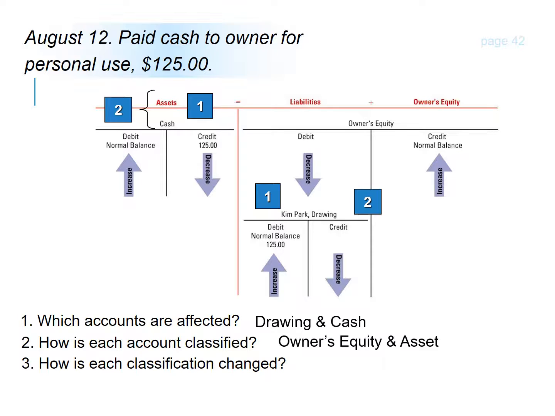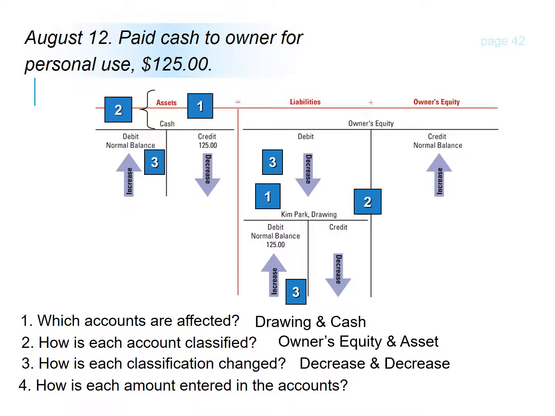How is each classification changed? Our drawing account's overall effect on owner's equity is to decrease owner's equity. Thus, we are going to debit our drawing account. If you notice in the Kim Park drawing account debit side, there's an arrow that shows an increase. That increase is because the dollar value inside that T account will increase, but its overall effect on owner's equity will be a decrease. So, we are going to have two decreases since cash will also decrease. How do we show these entries? We are going to debit our drawing account and credit cash.